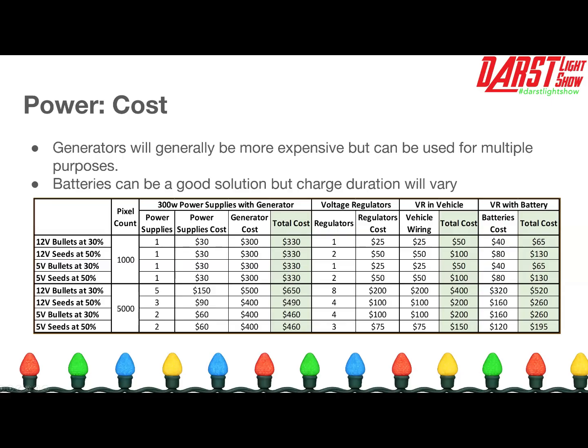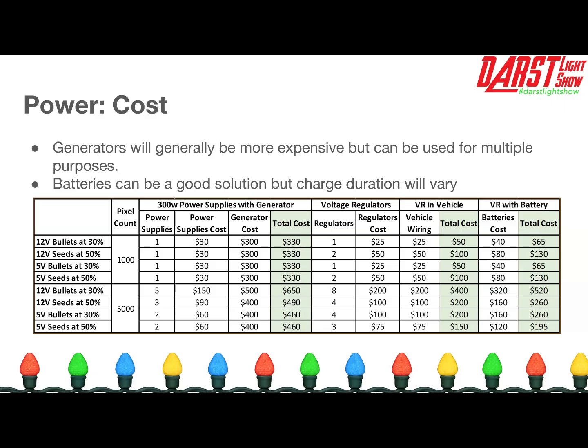Okay. Now, if we skip down here, things are going to scale a little bit differently. If you wanted to run about a 5,000 pixel show, and we're going to run these 12-volt seeds at 50%, you're going to need a little bit bigger generator. And to be able to support like three power supplies, you might be spending about $500 all in. And then if you were going to use voltage regulators, you've got about $100 tied up in the regulators, about another $100 in wiring. So about $200 to get it all set up to run off of your vehicle.